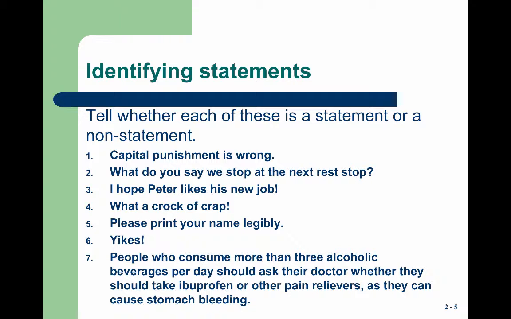And number 7, this is actually an entire argument, and it has the ought imperative in it. The premise is ibuprofen and other pain relievers can cause stomach bleeding in people who drink alcohol. The conclusion is, therefore, people who consume more than 3 alcoholic beverages per day should ask their doctor whether they should take them. I don't know if you can see that, but that's exactly what it is. It's an argument because it has the premise, which is the reason for doing it: these things can cause stomach bleeding, and the conclusion, so you should ask your doctor before taking them.